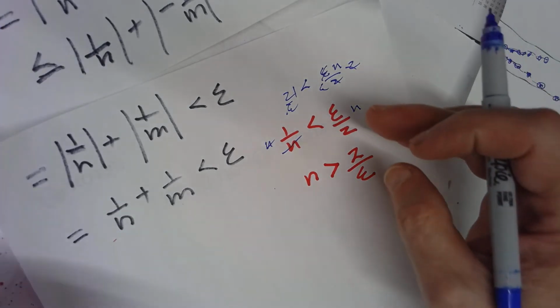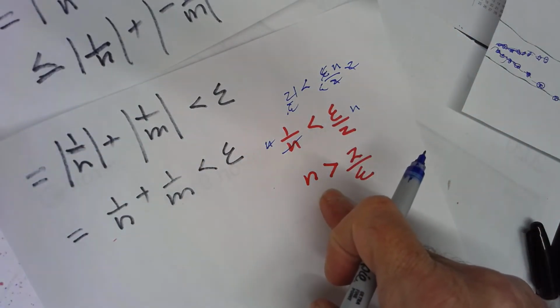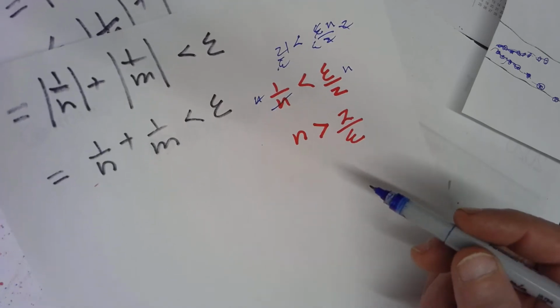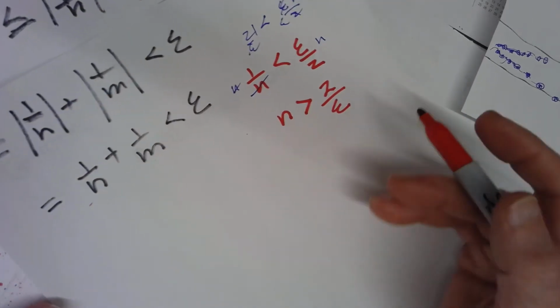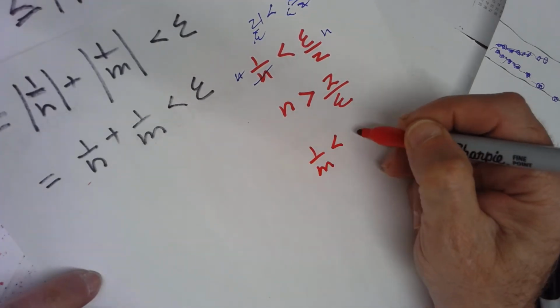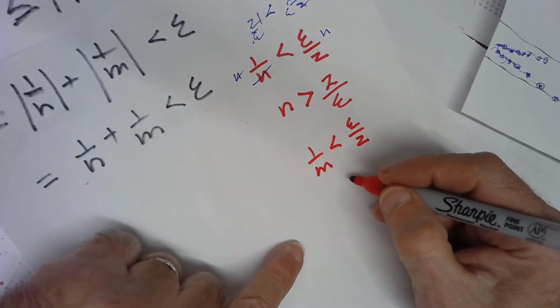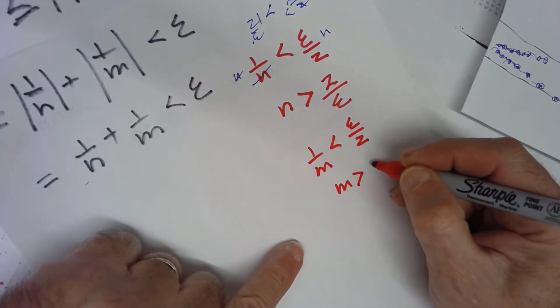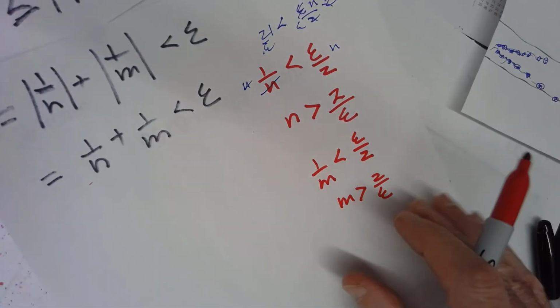So we can do this all in one step by just applying the reciprocal and changing the inequality sign. But we can do the same thing for m. 1 over m is less than epsilon over 2. Apply the reciprocal, so that would be m is greater than 2 over epsilon.